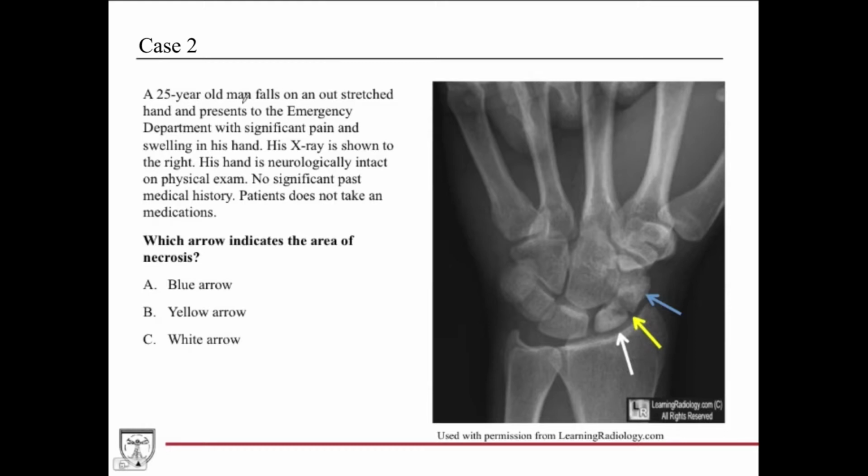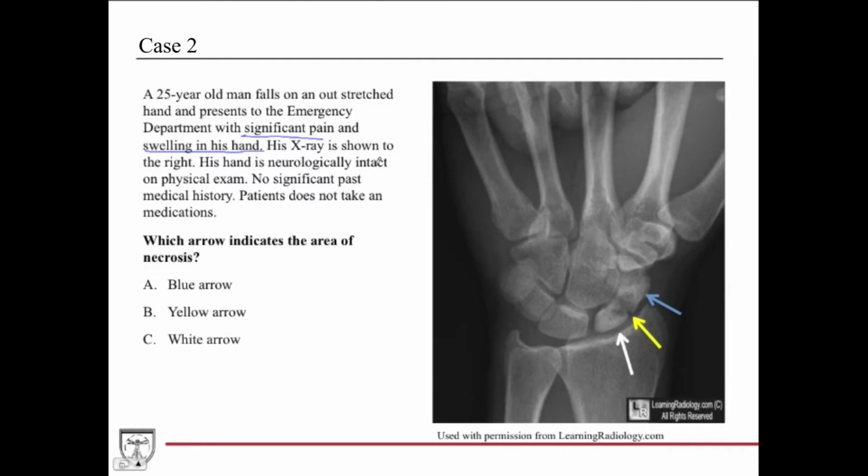It's a 25-year-old man, falls on an outstretched hand and presents to the emergency department. Significant pain and swelling in his hand. So it sounds like he fell. He put his hand out to stop his fall, and he landed on his hand. Very common mechanism of injury for this particular injury in the hand. So his x-ray is shown to the right. We'll go through that in a second.